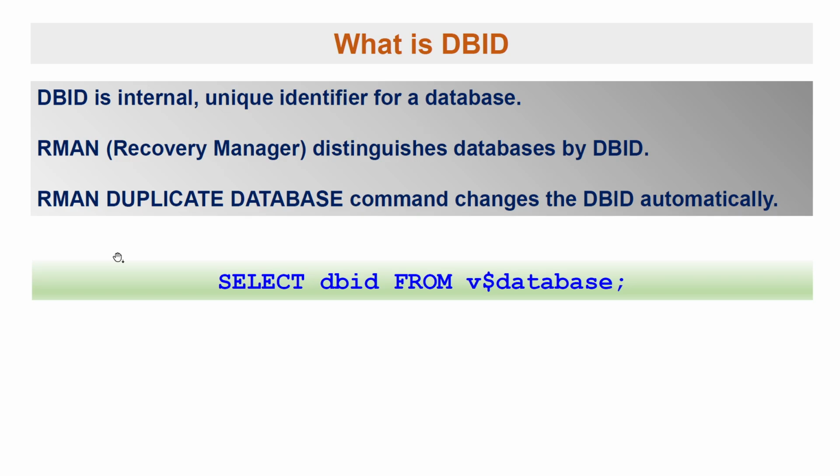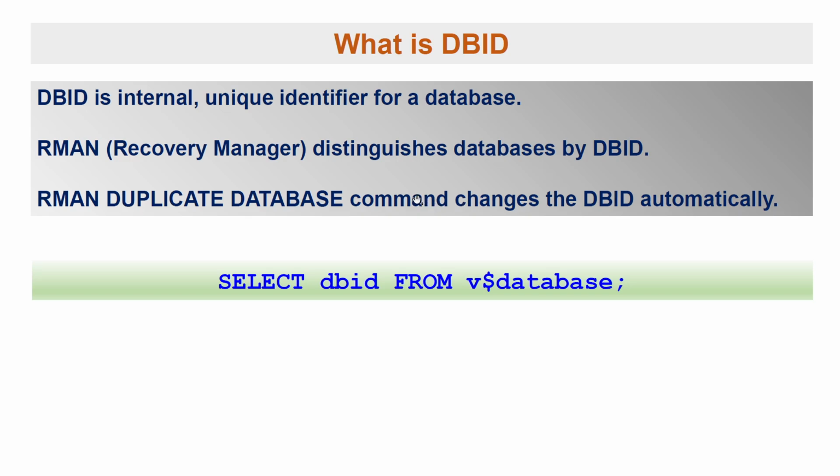Now, what is a DBID? DBID is an internal unique identifier for a database. RMAN distinguishes databases by DBID. This is very important: RMAN distinguishes the databases by DBID. The RMAN DUPLICATE DATABASE command changes the DBID automatically.